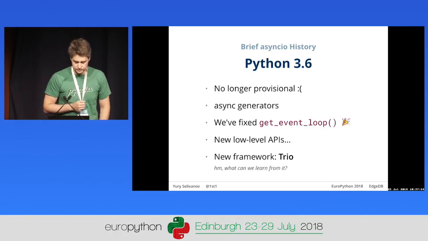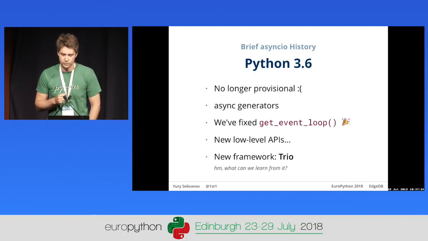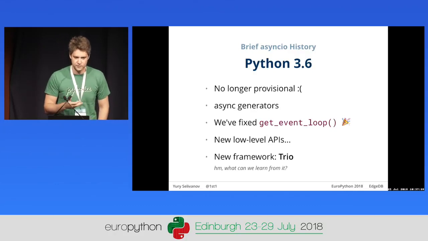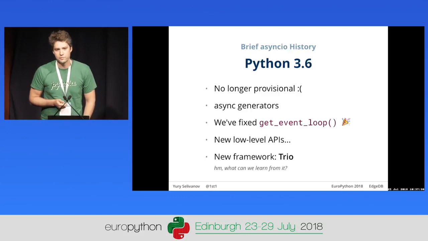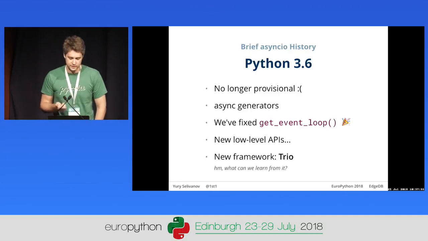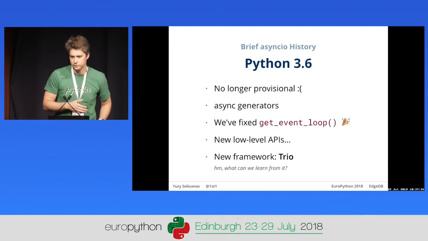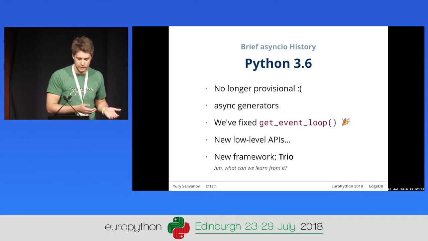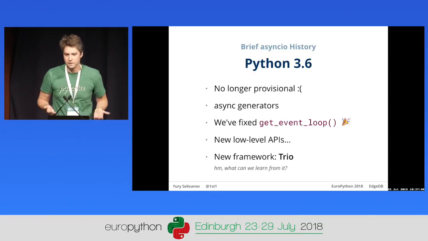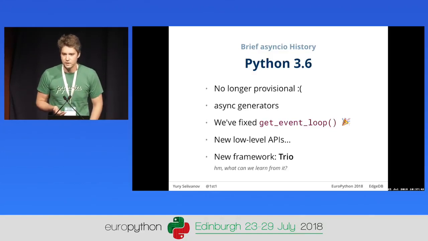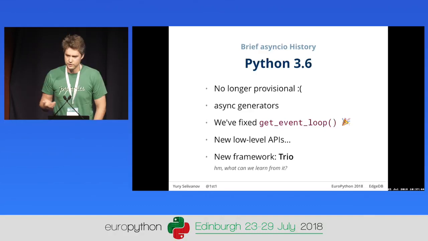And we also fixed get_event_loop function. And that's basically thanks to Curio, because before Python 3.6, get_event_loop was really, really weird. It could return you a new event loop, a random event loop. It was basically completely unpredictable. It all depended on the current policy, and even the default policy in asyncio had some weird bugs in it.